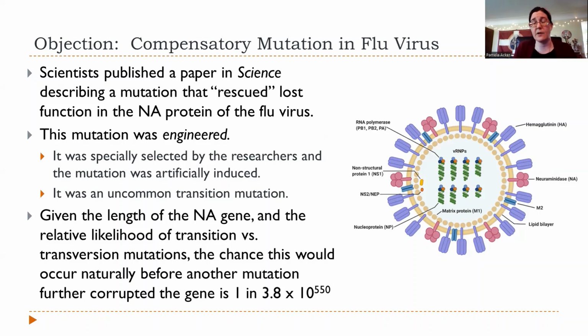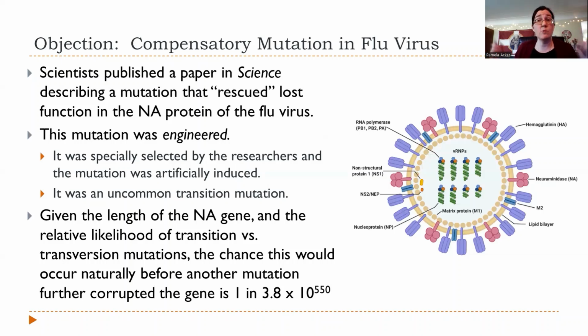So I calculated it out, and to be as reasonable as I could, because even though technically you could have three possible mutations at any locus in the genome, only one of them is super likely. The other two are half as likely. So technically, you really only have two mathematical possibilities, right? So the chance that the rescue mutation would happen mathematically before another mutation further corrupts the gene, which then might not be rescuable, is 1 in 3.8 times 10 to the 550th.